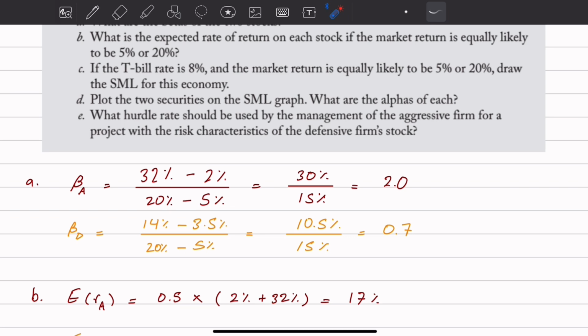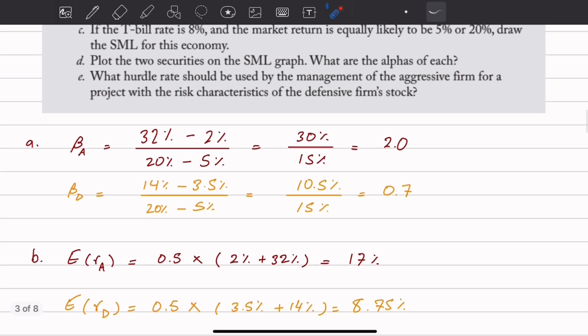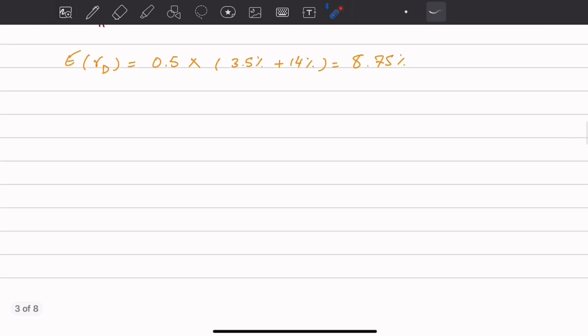And then we also know that the market beta is always 1. So if we find the expected rate on the market, we can also draw that second point where beta equals 1 and the expected rate of return on the market equals what we are going to calculate now, because it's not really given. It's just telling us that there is an equal chance that the market is going to generate either 5% or 20%. Okay? So we'll say C.